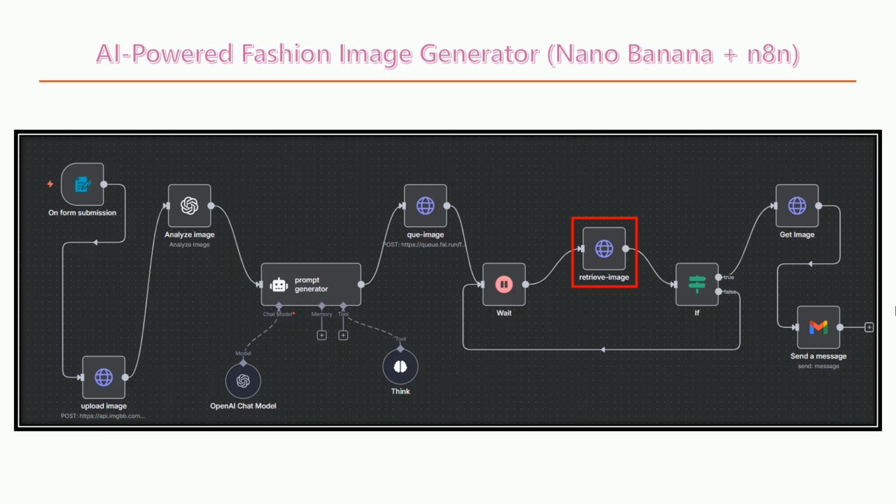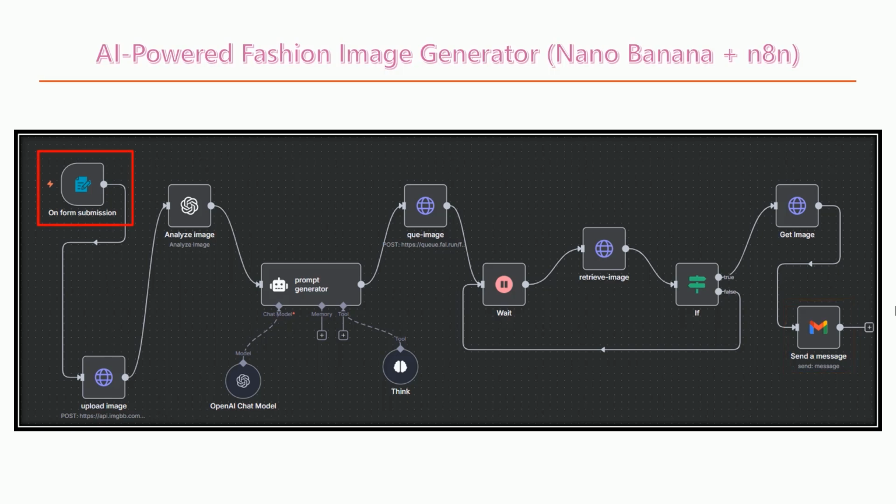And then we have used the if node. It decides whether the image is ready or is still processing. If ready, it moves forward. If not, it loops back and ends with an error. And then we have the get image node. It is going to retrieve the final generated model image once it's available. And finally, it is going to send the generated image to the user client via email.